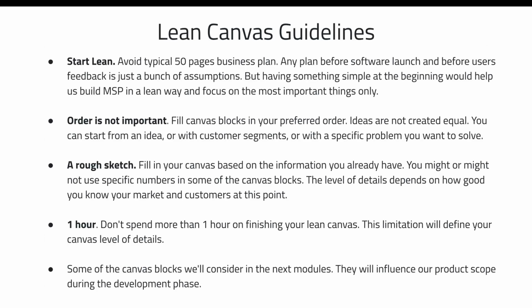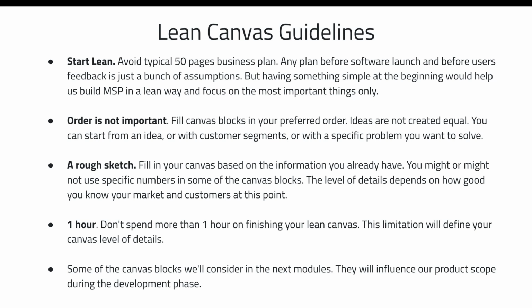A couple of important notes to consider while working with a lean canvas. Rule number 1. We start lean. As I already told you, the main point of the lean canvas is to avoid 50 pages business plans. On the other side, we need to put some quick assumptions about our target audience and our market to build and launch the MSP version, right? So don't overcomplicate this process. You will be adjusting your canvas all the time during our masterclass and even more often after you launch your software version for first time.